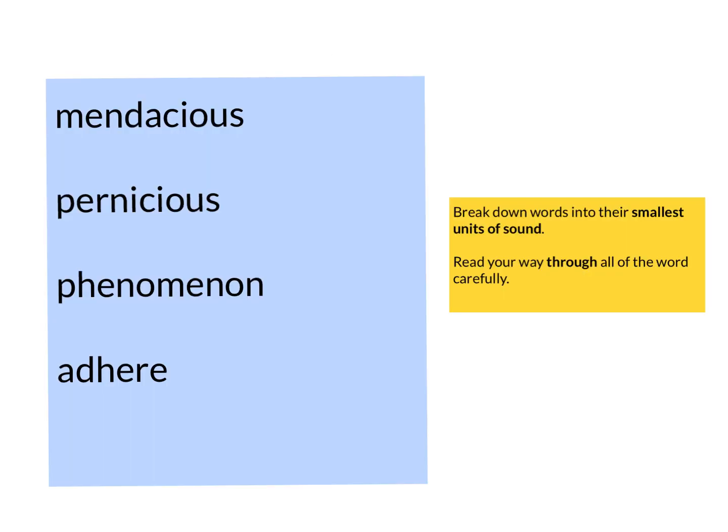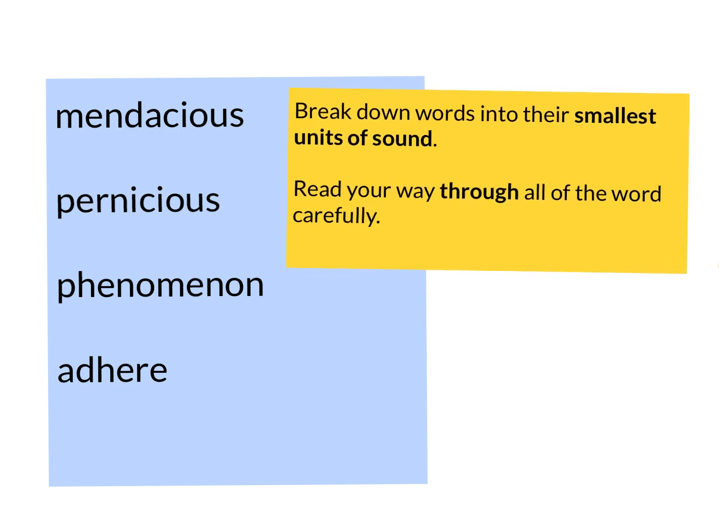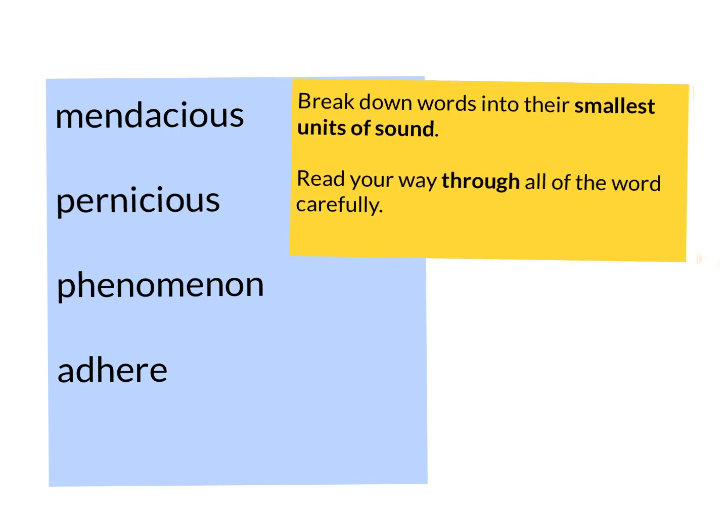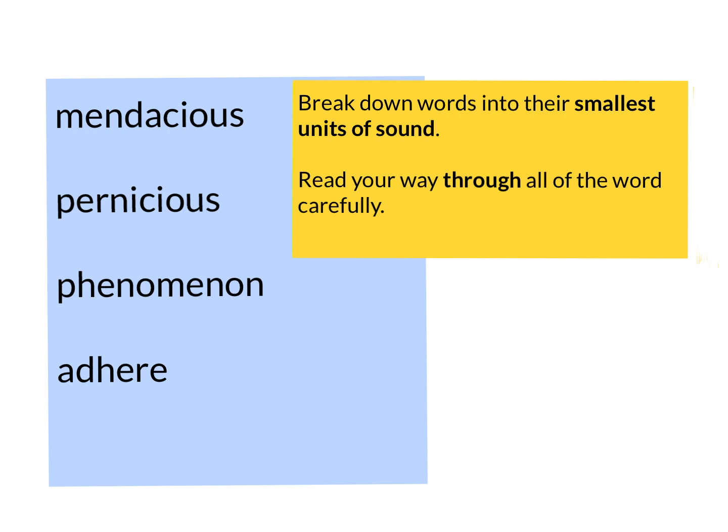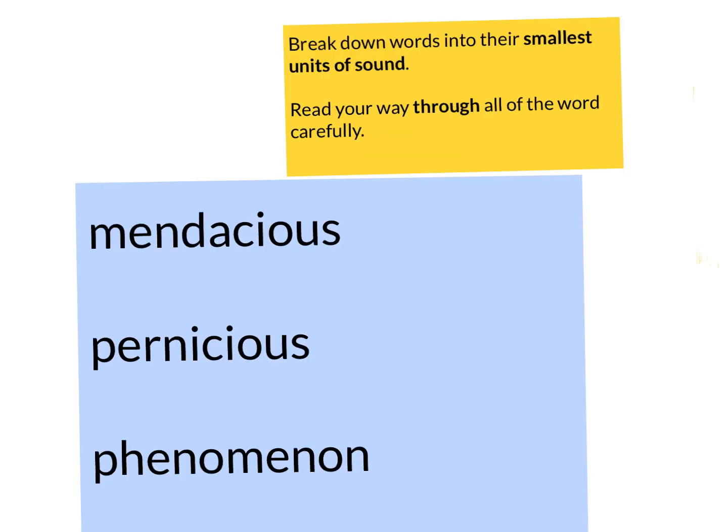So how do we use the code on a practical level? How do we approach those longer and more complex words which we want our children to know in order to improve their vocabulary knowledge, their subject knowledge and their attainment? The basic principle is to break down words into their smallest units of sound, which is the code, and to read your way through all of the word carefully. Let's take the example of mendacious. Let's break it down into its smallest units of sound.